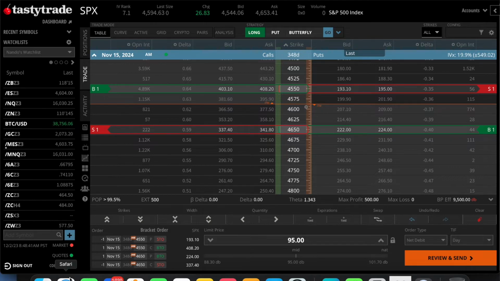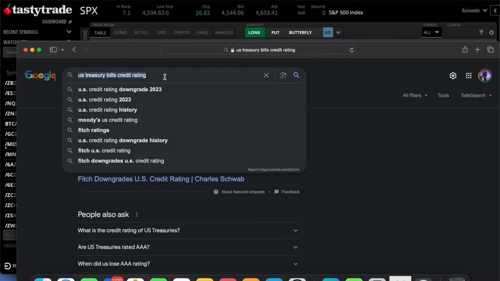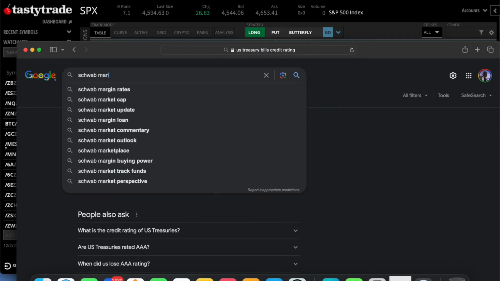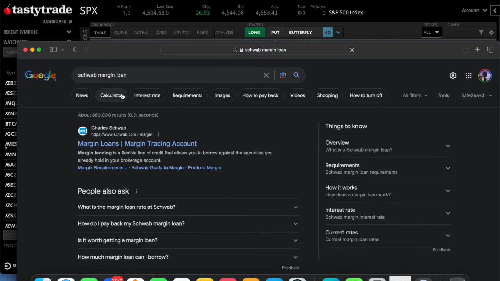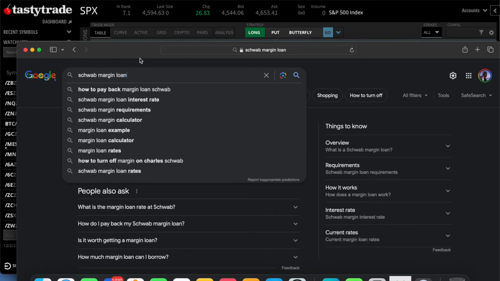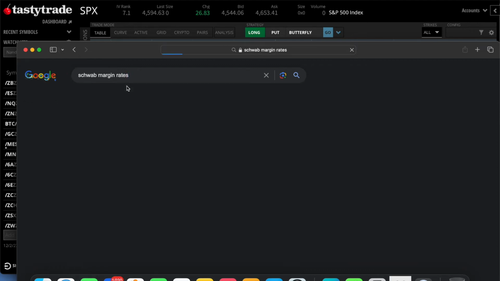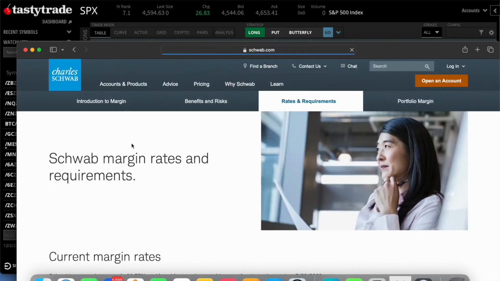But where I want to go with this is let's see what the main brokerage firms charge on margin loans. So let's go to Schwab. Schwab margin rates. Margin requirements and interest rates.